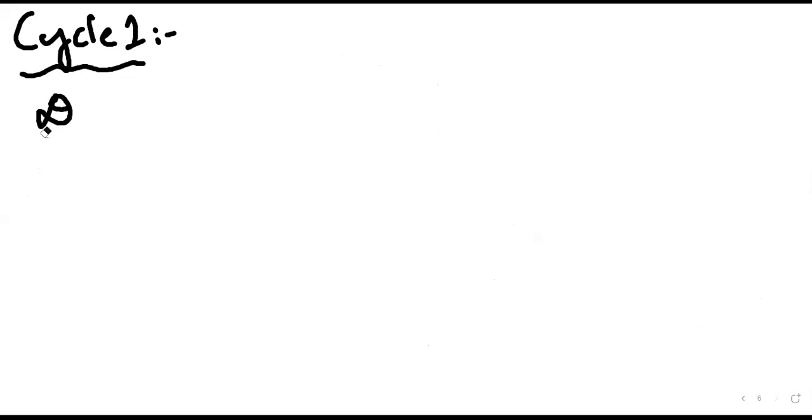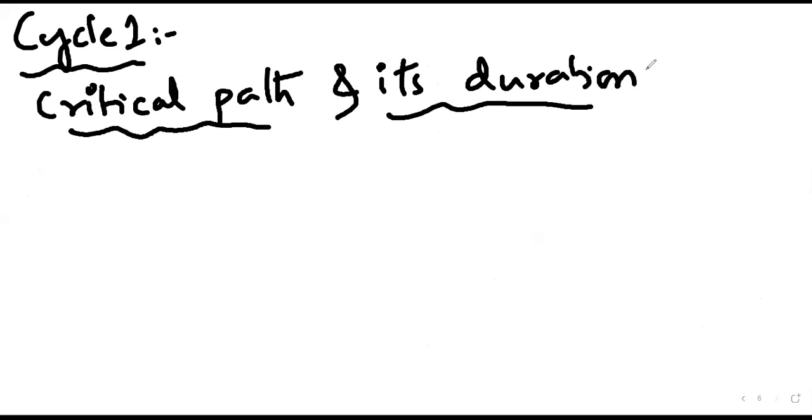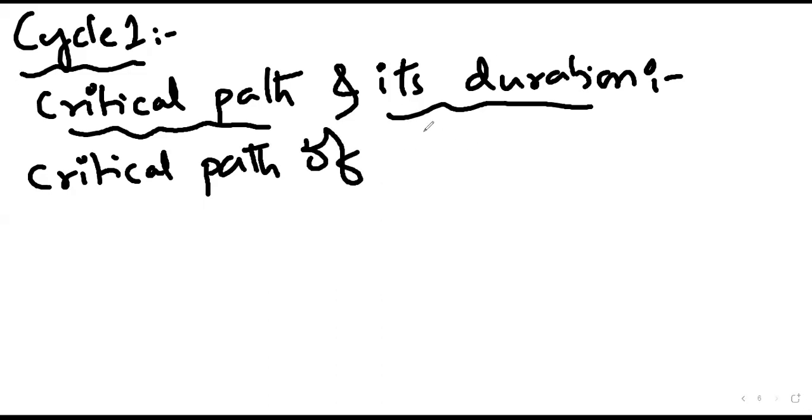Writing the critical path and its duration, the critical path of the previous cycle. So all this explanation is not required. Those who have understood it can just directly write the critical path and start listing. Some of them may require some explanation to be written, so they can make note of this.